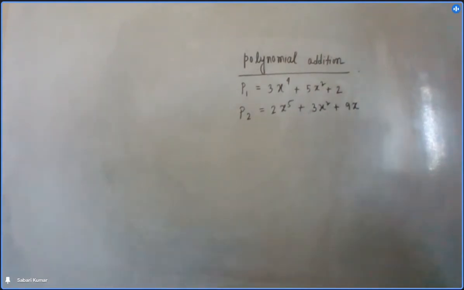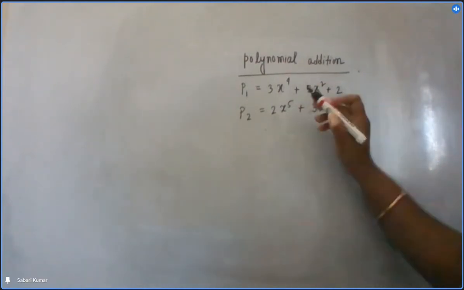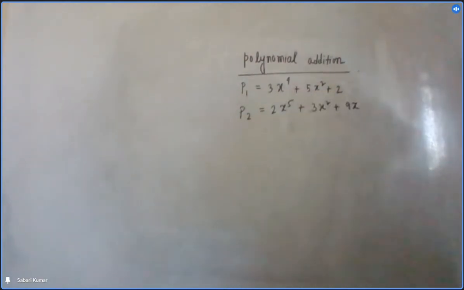What is the polynomial addition concept? When you are going to add these two polynomials, first you have to compare the degree value, that is the power value. If the power value is equal, then the coefficients will be added. If the power value is not equal, then the coefficients are not going to be added. They will be separately present in the resultant polynomial. And you know that after adding two polynomials, another polynomial will be created. Okay.